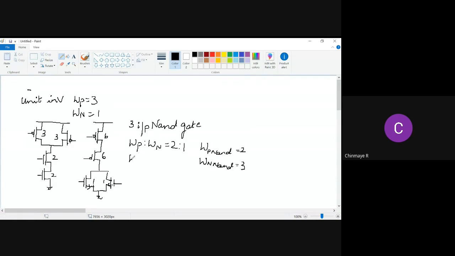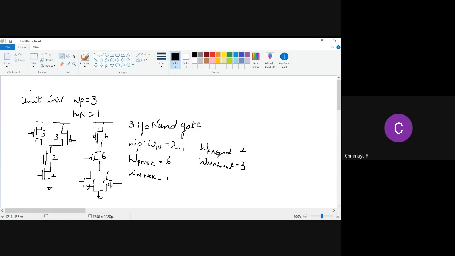Now for the same ratio, tell me WP NOR and WN NOR for 3 inputs. 6 and 1. Is that right? 6 and 1. I'll give you some time. The rest of you, please go through this, sit and analyze. If you need some time, let me know.